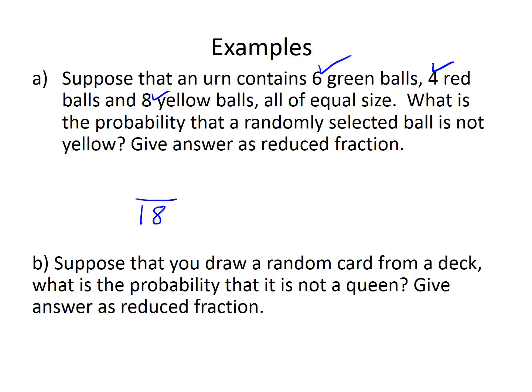So one way you could do this is add up all of the other colors of balls. This problem's easy enough to add up the other ones, but you can also say that there's a total of 18 balls, 8 are yellow, so I know 10 are not yellow, which is exactly what you get when you add 6 and 4. It tells you to give your answer as a reduced fraction. Both of those are even, so of course I reduce, and I get an answer of 5/9.